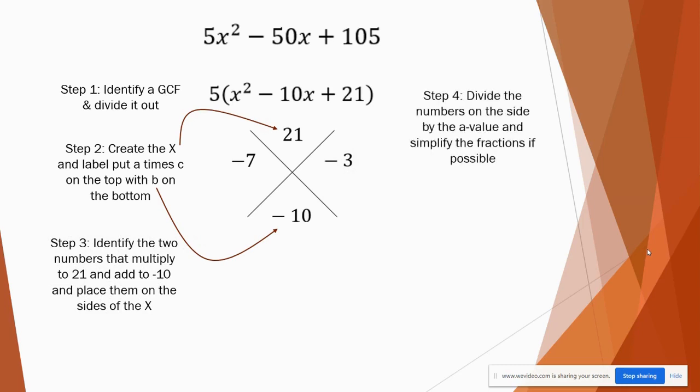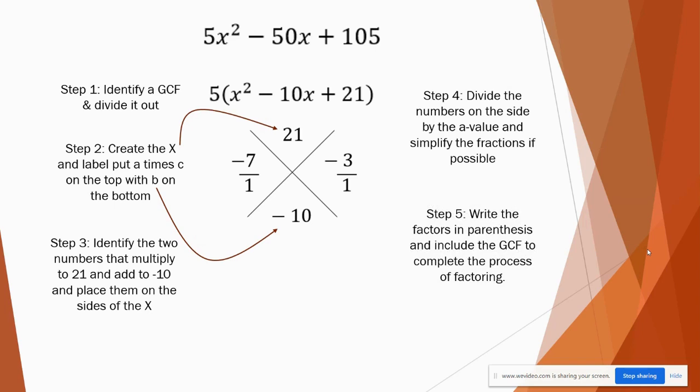Step 4 is to divide the negative 7 and negative 3 by the a value of the polynomial and simplify the fractions if necessary. Step 5 is to write the factors in parentheses and include the GCF to complete the process of factoring. The final answer should be 5, x minus 7, x minus 3.